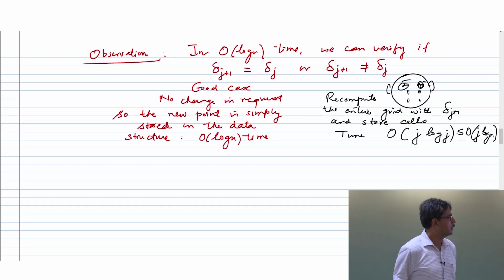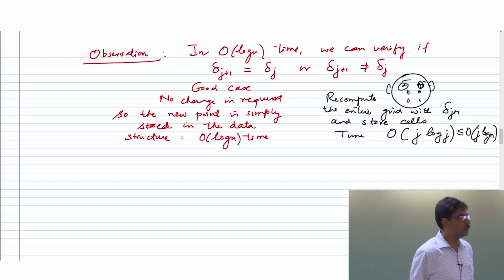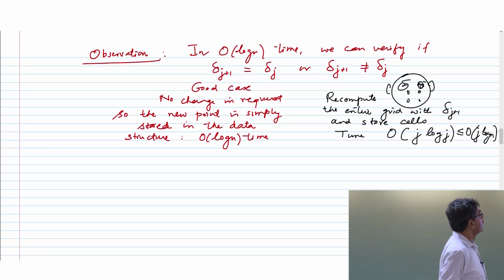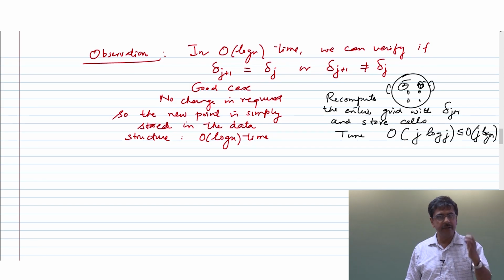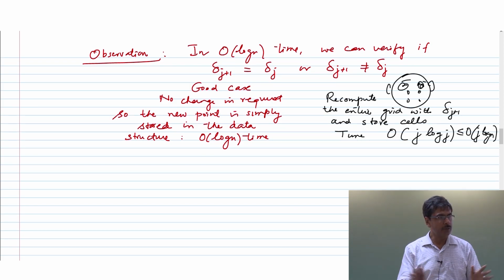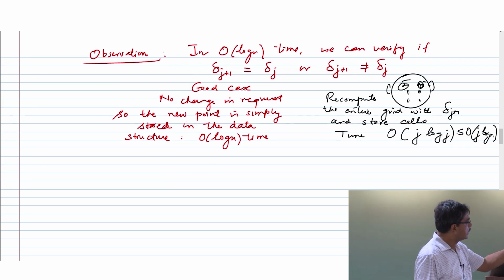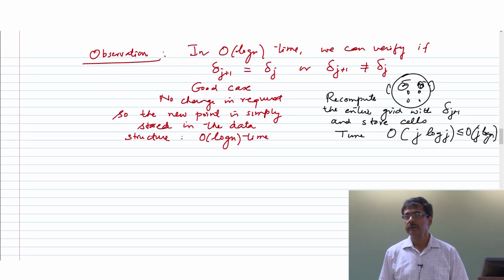All right. Now you see the stark difference between these two cases. The good case is that it takes log n time. If every step was log n time, for the n steps you get n log n. You are done. Very good. You have an n log n algorithm. But disaster strikes if the other thing happens.